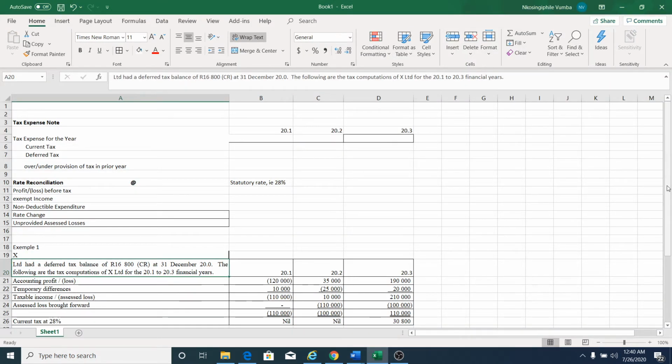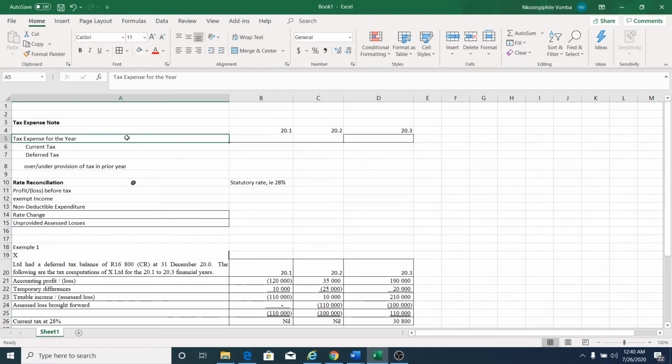Let's talk about the tax expense note. The tax expense that you see in your income statement is made up of three things. You have your current tax, which is due to SARS, as per the tax legislation. Then you have deferred tax, which is as per the accounting standards. And lastly you have the over or under provision of tax.